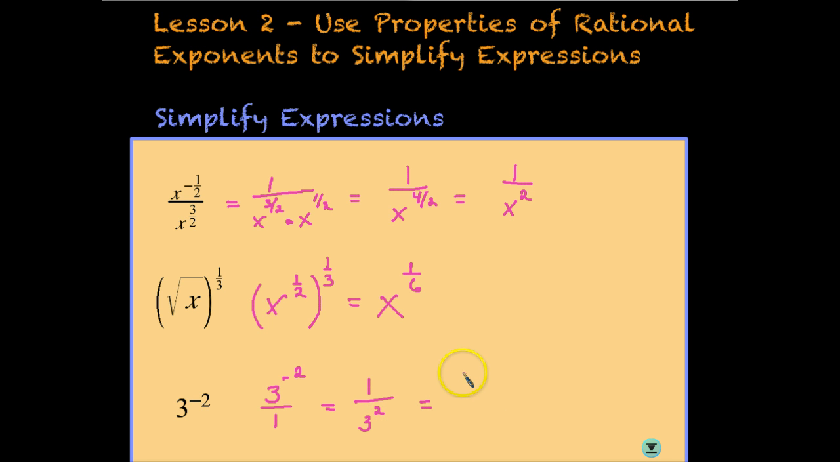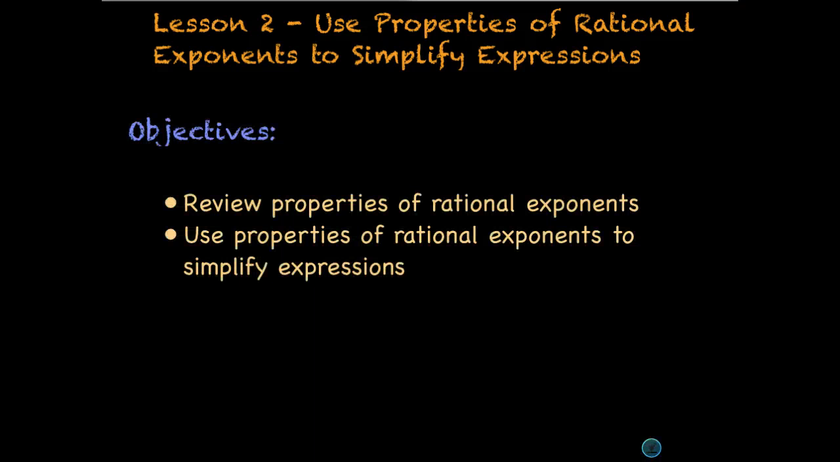And then all we need to do is simplify. 3 squared, we know what that is, that's 9. So if you can simplify, always simplify. If you cannot, then you can leave it. All right, that concludes our lesson 2 on use properties of rational exponents to simplify expressions. So hopefully now you will remember the properties of rational exponents and use those to simplify expressions.